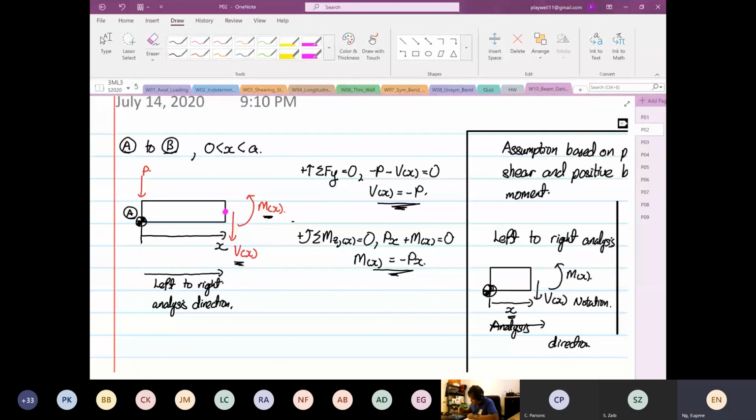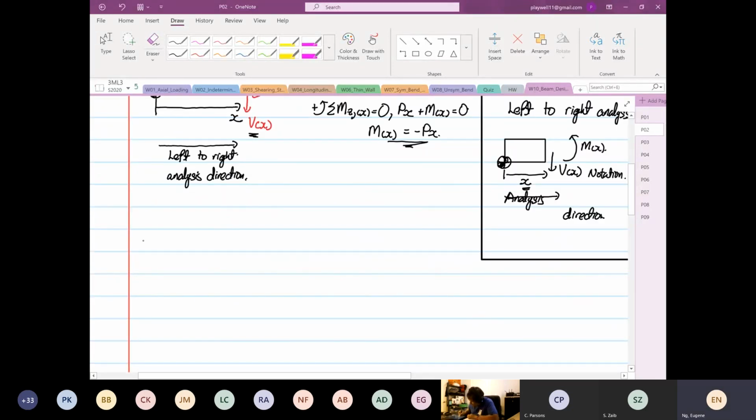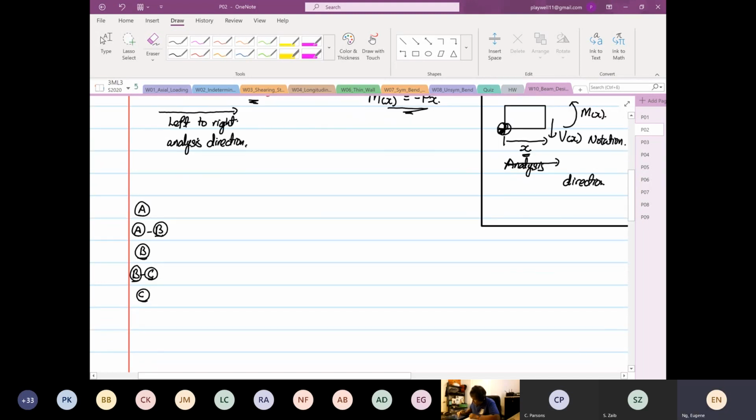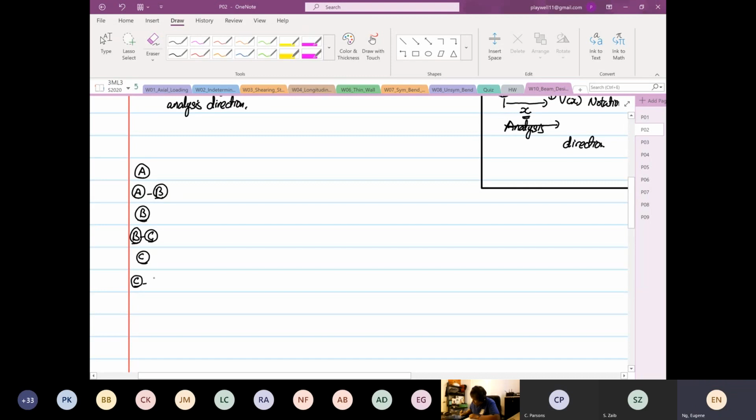So the table we're going to create, we're going to analyze at point A, then go from A to B, and then we'll look at point B, and then point B to point C. Then we look at point C, then analyze point C to point D, and lastly, point D. Then we write our distance x.